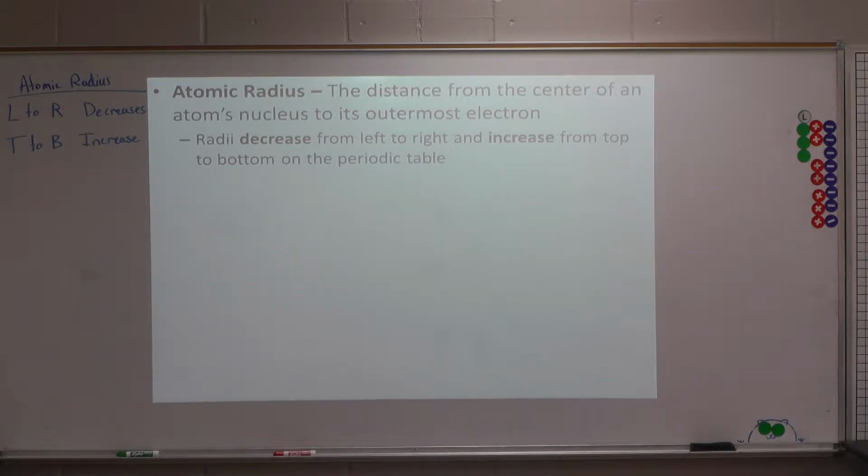Okay? If atomic radius is the distance between our outermost electrons and our nucleus, you can see how that might change based on the amount of electrons we have, correct? Or what energy level these electrons are in. Because we said as the energy level goes up, the distance the electron is away from the nucleus goes up or down. Further up.